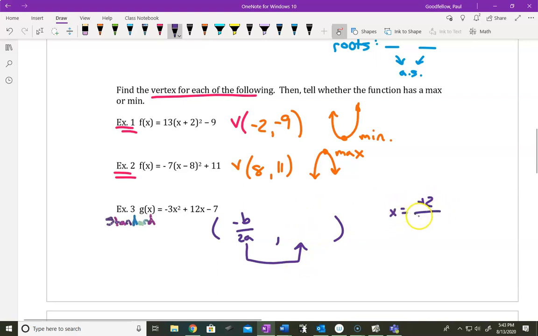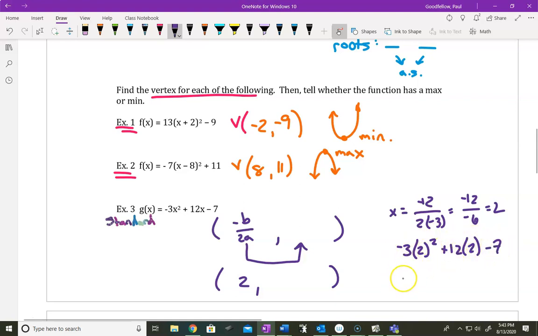Now, let's see what x turns out to be. That's negative 12 over 2 times negative 3, which is negative 12 over negative 6, or 2. That's fairly nice. So our vertex is at 2, comma, and if we plugged 2 back into the function, we'd get negative 3 times 2 squared plus 12 times 2 minus 7, and that is negative 12 plus 24 minus 7, and from left to right, that's going to be 12 minus 7, which is 5, and our vertex is going to be at 2, 5.